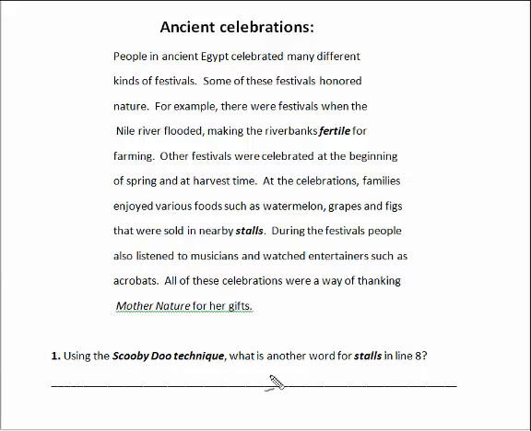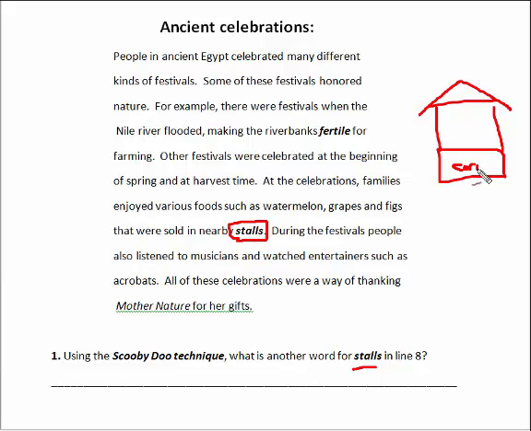Number 1, using the Scooby-Doo technique, what is another word for stalls? Stalls is right here. We read the sentence. At the celebrations, family enjoyed food such as watermelon, grapes, figs that were sold at nearby stalls. I don't know if you've ever gone on family vacation and on the way up north to your cabin or Lake of the Woods or somewhere, you see stalls where they sell corn. It's kind of like a little table with a little awning, roadside stand. Looks something like that. It says corn, fresh corn. The farmers come out on the side of the road. That's kind of what I'm envisioning with a stall. You could put in here tables, small shops, stands, something in there to reword a stall.